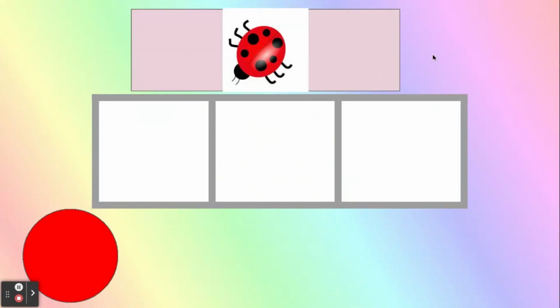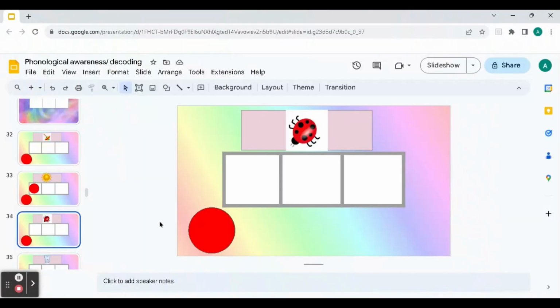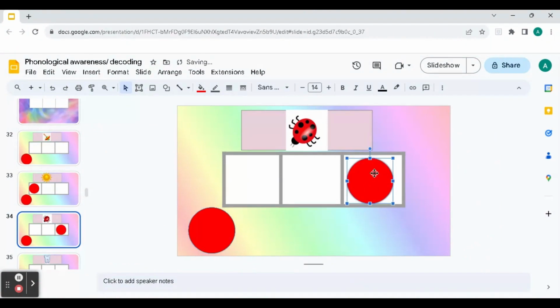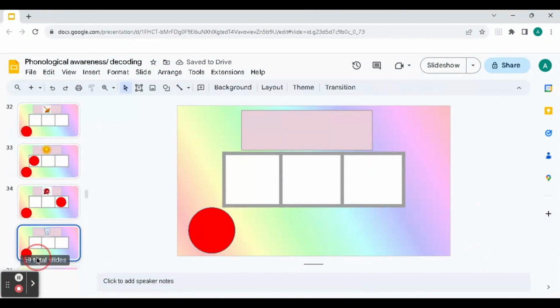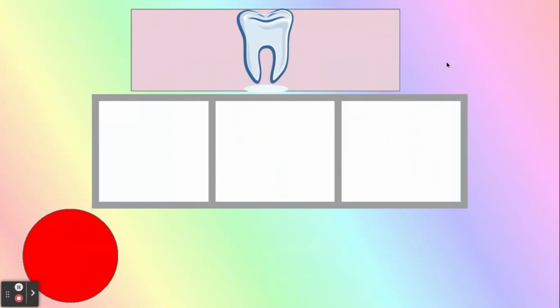Okay, I have the word bug. Could you tell me what's the last sound or the final sound you hear in the word bug? Bug. So students would need to indicate that the final sound in that word would be g, bug. Okay, once students are able to identify the initial and the final sounds, the next part would be to have students blend word parts together.